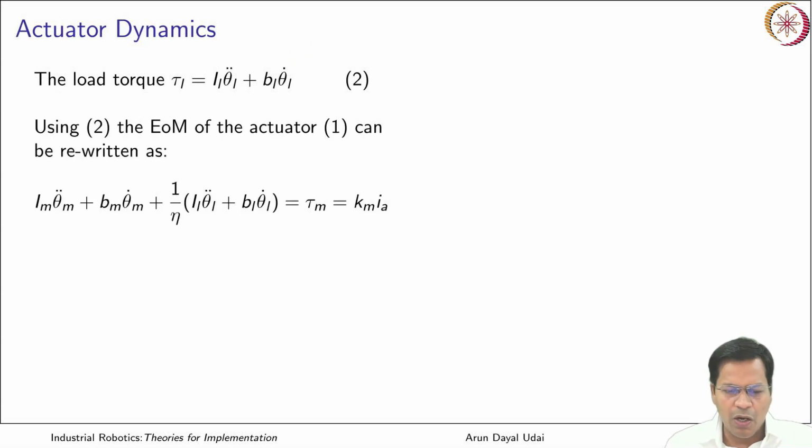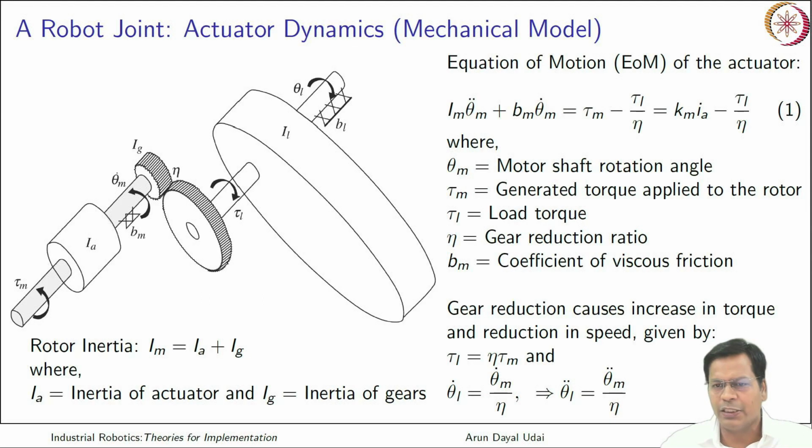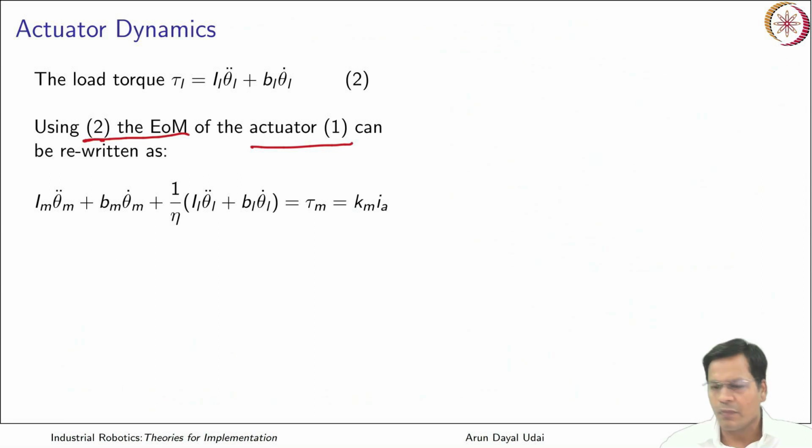Now equation 2 can be put into your actuator equation, that was equation 1. It looked like this, if you remember. So I'll just put tau L into this, and I'll bring it over here. What should I see now? If I substitute tau L over there, it should be put over here, and that is equal to tau M or Km into Ia. So this is the overall relation that is there.